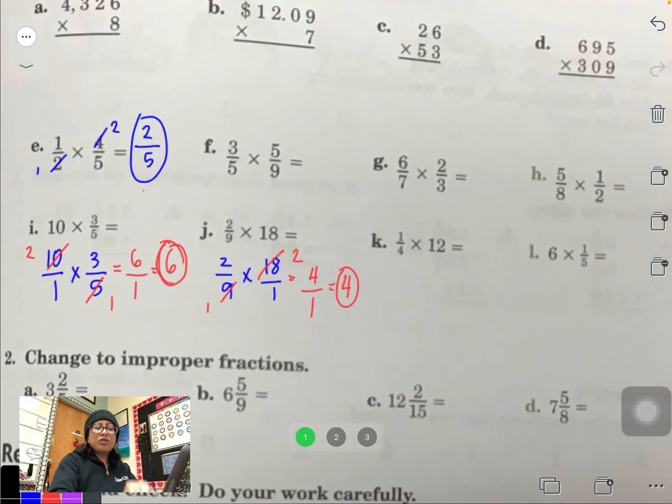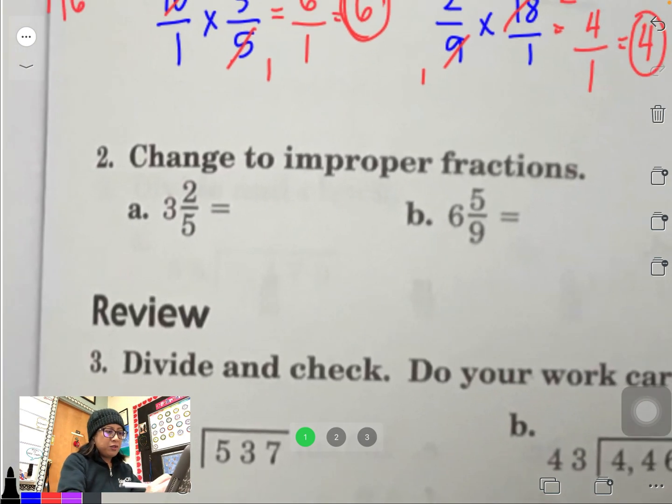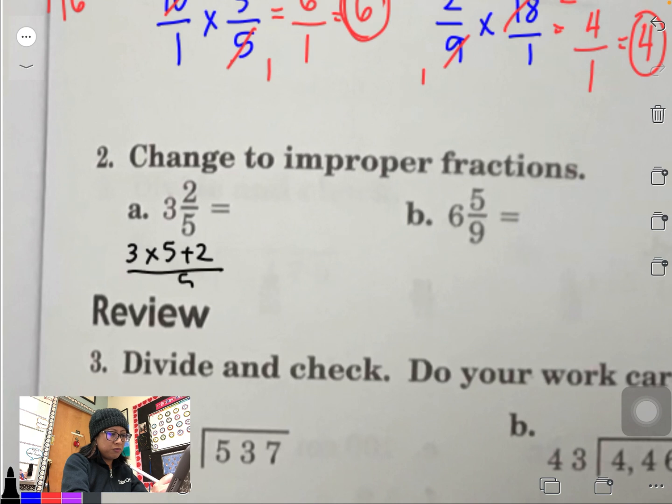So then you can try K and L on your own because it's part of the seat work, but if you still have a hard time, I can go over it with you at Zoom. Number 2, change to improper fraction. So here you take, and I'll write it out for you. I'll give you an idea. It's going to be 3 times 5 plus 2 over 5. Okay, that's going to be an improper fraction.